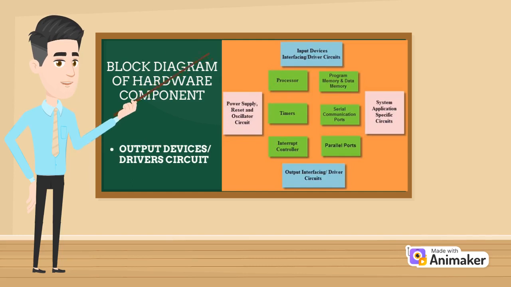9. Output devices and output driver circuits. Output devices show or give the output like LED, LCD, and other communication systems. 10. System Application Specific Circuits, SASC. It is used for improving speed and reliability. It has been made to do one purpose, or do a specific task. It can also be miniaturized and consume less power.